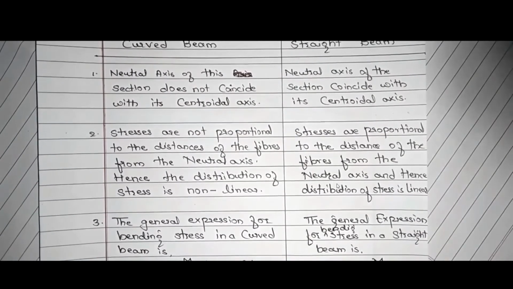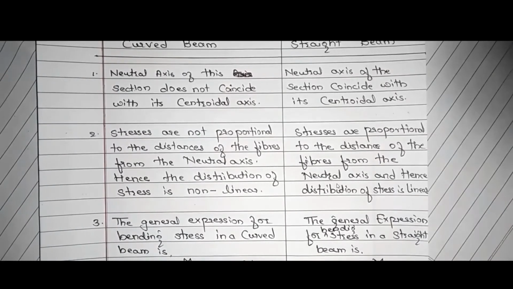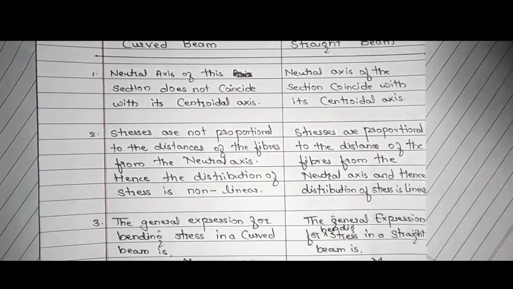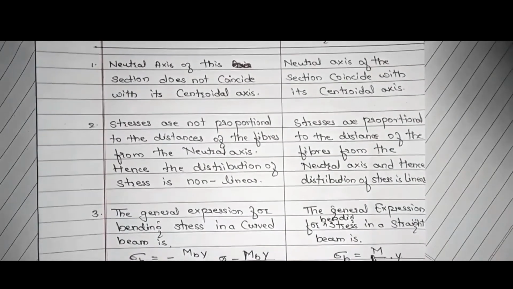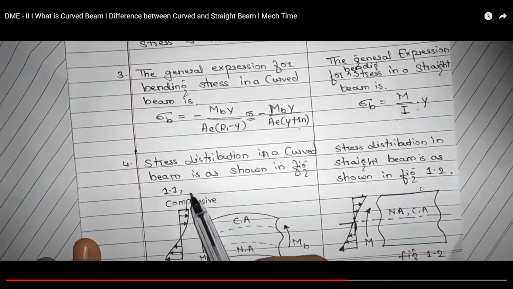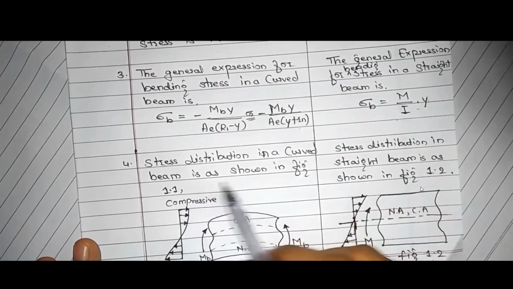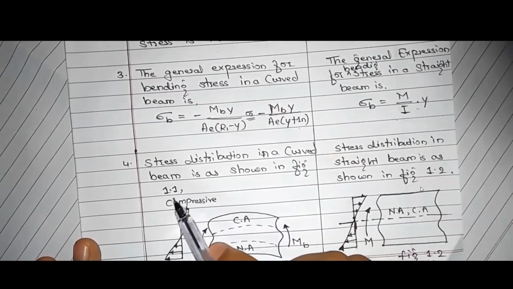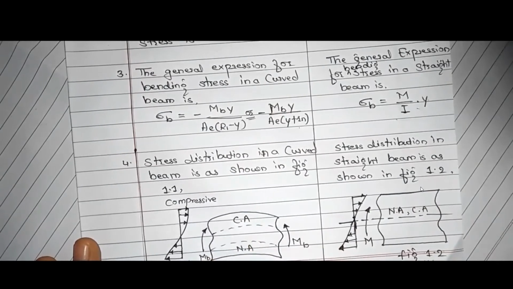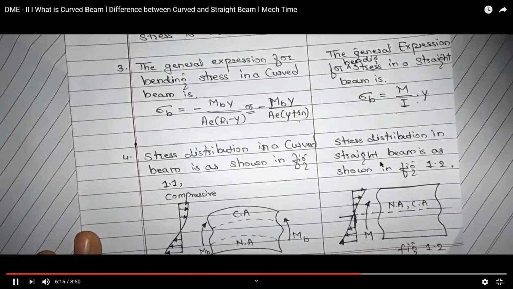This you have seen in Design of Machine Elements 1 while solving problems for bending stresses in a straight beam. M by I into y is the expression for bending stress in a straight beam. Now, the fourth difference is that the stress distribution in a curved beam is as shown in the figure. I have given the figure number 1.1. Don't forget to give a figure number below any figure you show.